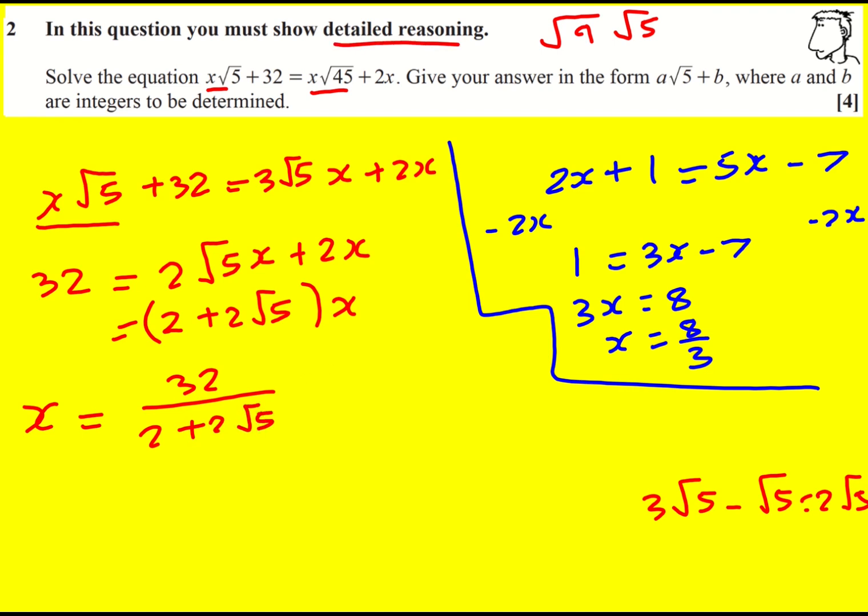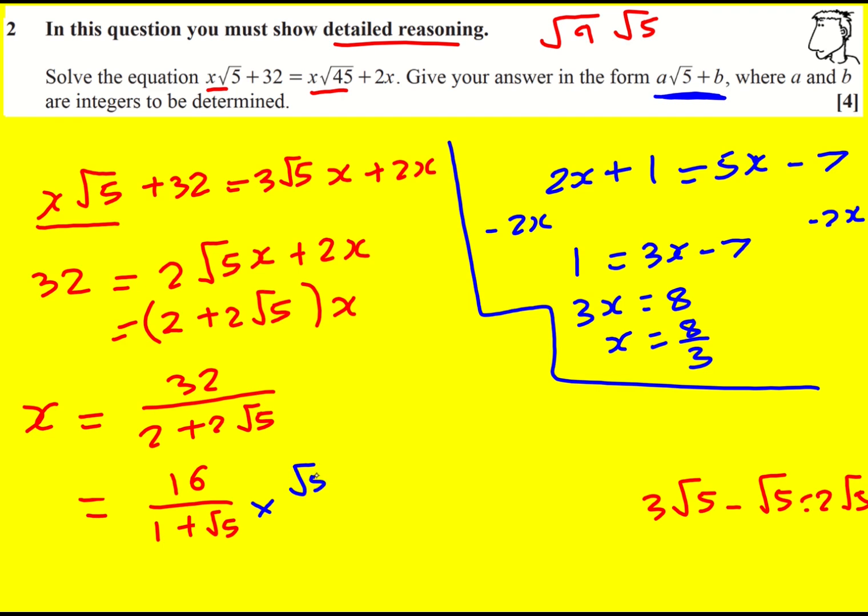We're asked to show detail reasoning. You can stick this in your calculator, but you need to also write down your steps. Now what I'm going to do is divide top and bottom by 2 because I can see there's a common factor of 2. You don't have to do that, but it will make life a little bit easier. And then we're asked to write it in this form, so we need to rationalize the denominator.